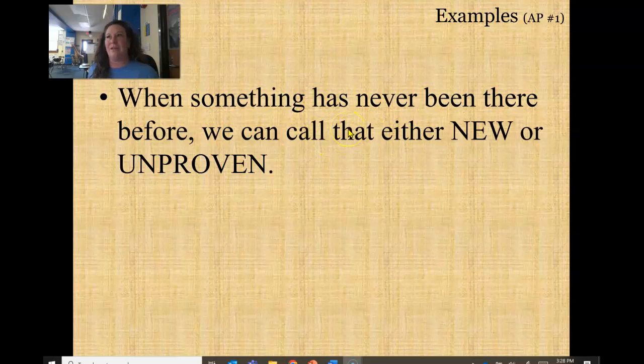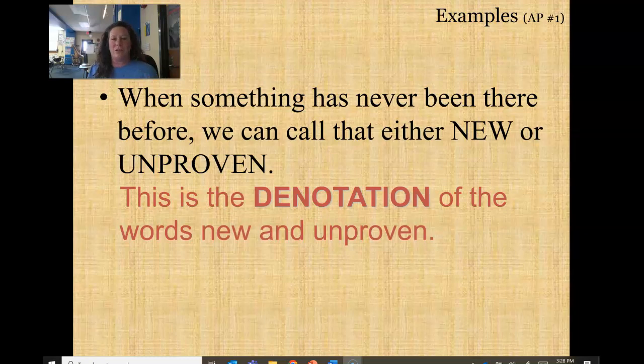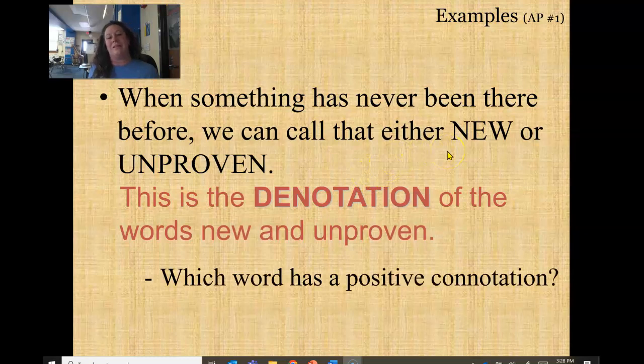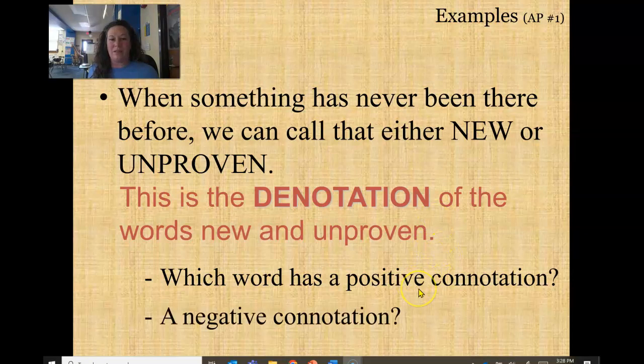Sometimes we talk about things that have never been around before. Denotation of the word, the dictionary definition of new and unproven are essentially the same thing. It just is, we've never seen it, right? Now, the denotation is the same, but the connotation, the way we feel something, that is changed. So one has a positive connotation and one has a negative. So I can either have new whitening toothpaste, or it could be unproven whitening toothpaste. One of them sounds like it's going to work, and the other one does not.